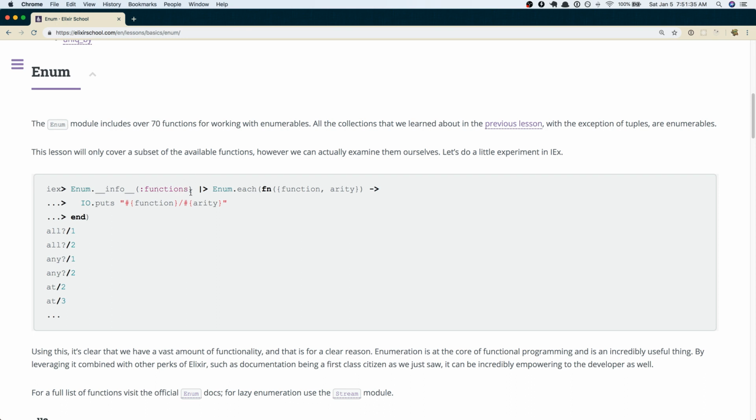It's a rather verbose listing of what in Ruby would be dot methods. No?